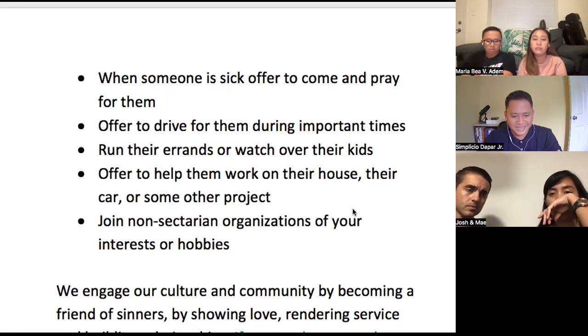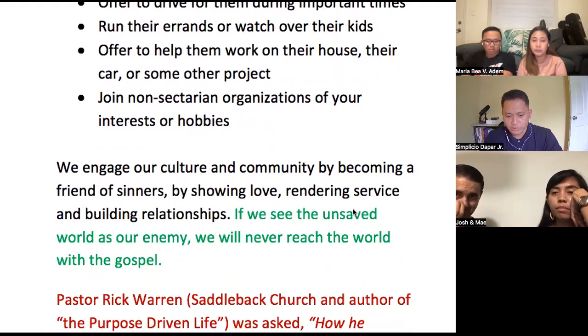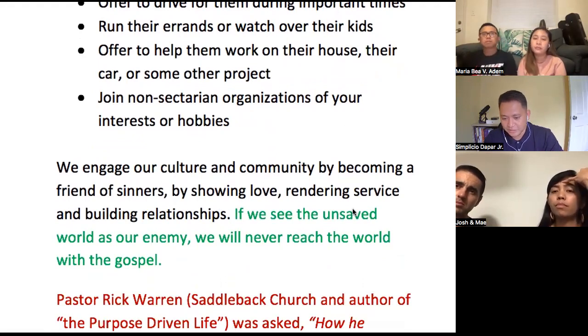Or you can join non-sectarian organizations of your interests or hobbies. For example, if you like something, there's a group in your place, join that group. Even if it's not a Christian group, join that group so you can find new people or meet new friends. You see, we don't have friends anymore that we can reach out to because we have stopped making friends. That's what's happening here, especially for older Christians like me. I don't have anyone now to share the gospel with.